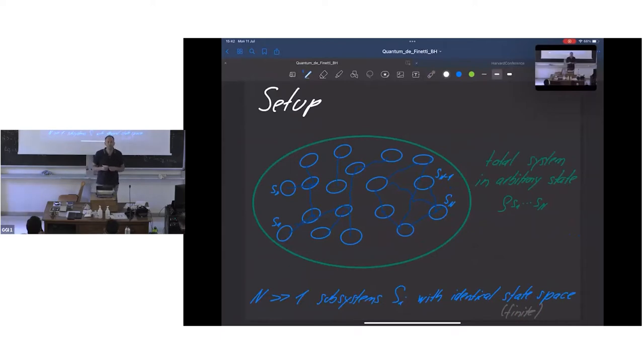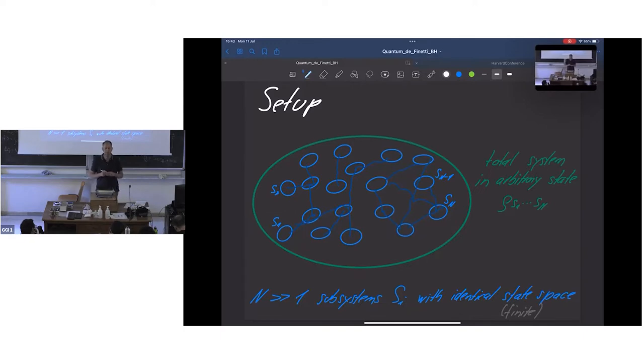So what's the setup? Think of a big collection of subsystems. And now for the moment, you should really think in terms of, let's say, quantum information language. This means there is an underlying Hilbert space connected to each of these subsystems. So these blue circles are little subsystems that have a Hilbert space, which I, in the following, will always assume to be finite. And it's the same Hilbert space for all of them. So they have the same state space, these systems. Otherwise, they may be in an arbitrary state. So there may be arbitrary correlations, entanglement between them, and so on.